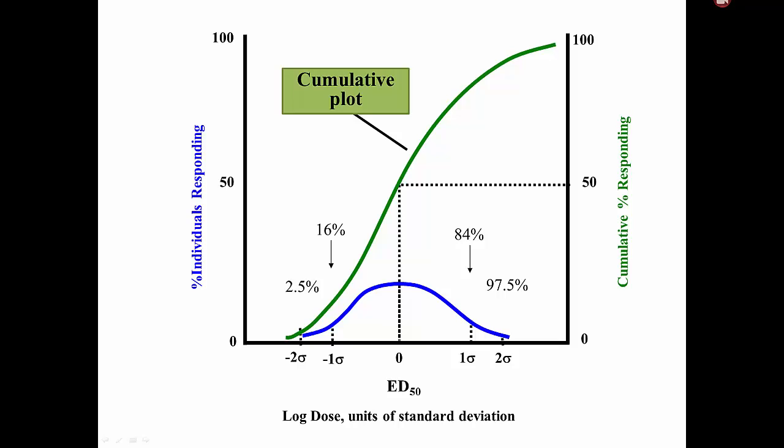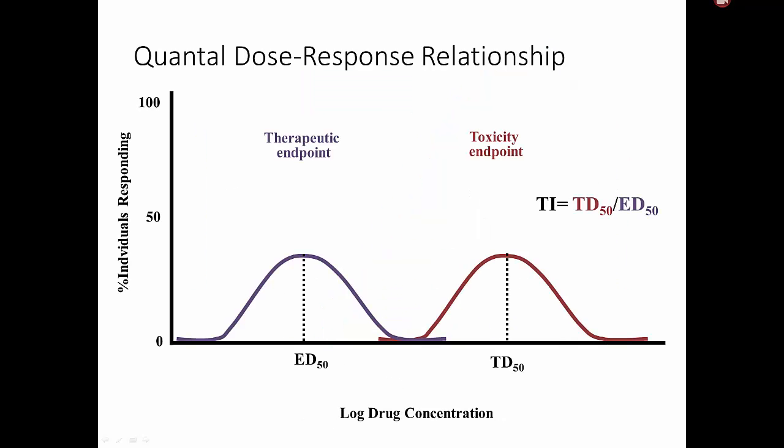The percent of individuals responding, blue graph, and the cumulative percent of the population responding, green graph, are both useful graphs when comparing drugs or toxins. Let's look at some examples. How the bell curves for a therapeutic range and a toxic range overlap helps determine how safe and effective a drug may be. To help quantify how safe a chemical is, the therapeutic index, or TI, is calculated by dividing the TD50 by the ED50.